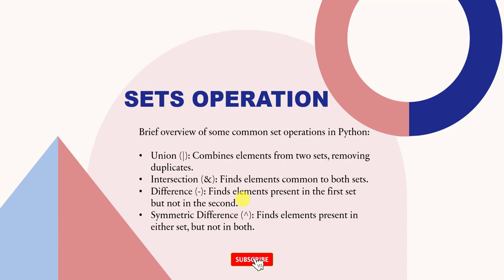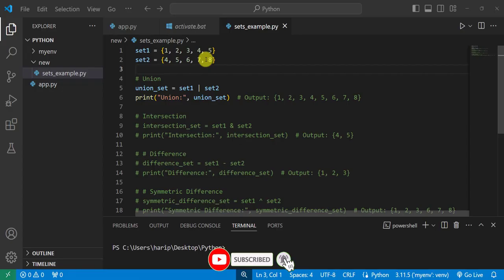Let's move to our Visual Studio Code. As you can see here, there are two sets, set 1 and set 2. Set 1 contains some integer elements 1, 2, 3, 4, 5, and in set 2 we also have some elements 4, 5, 6, 7, 8.